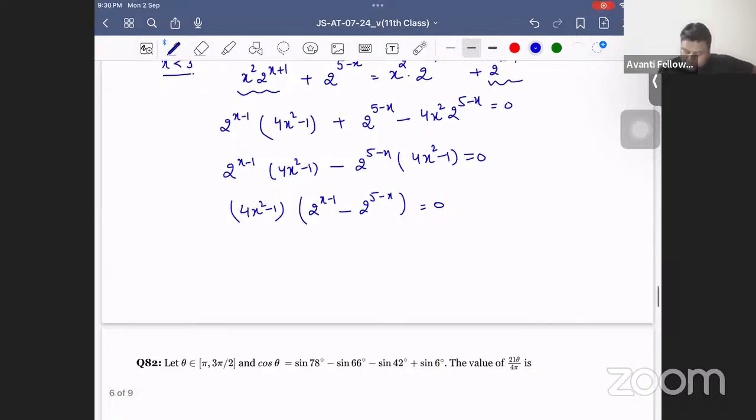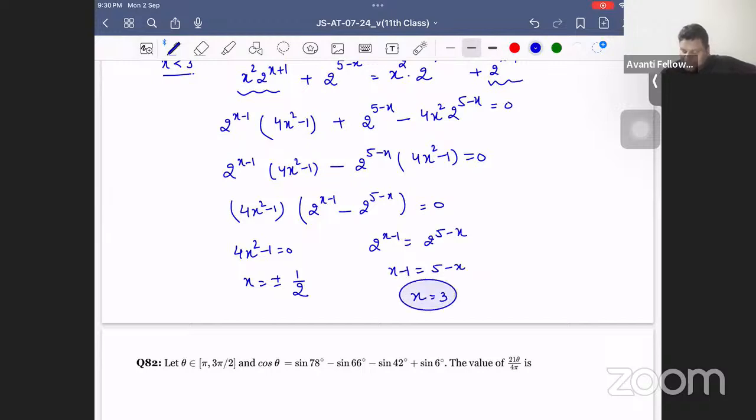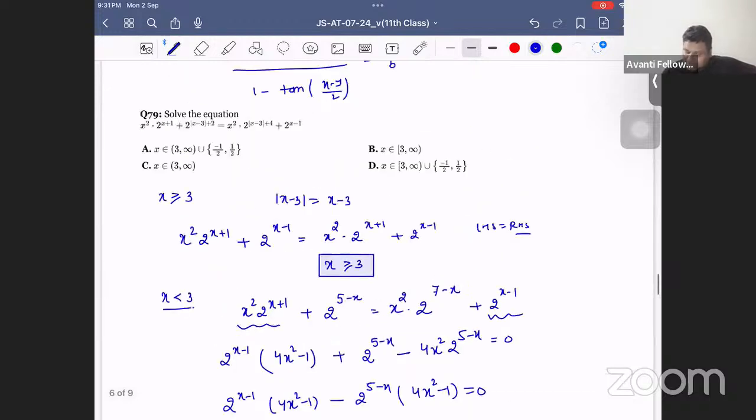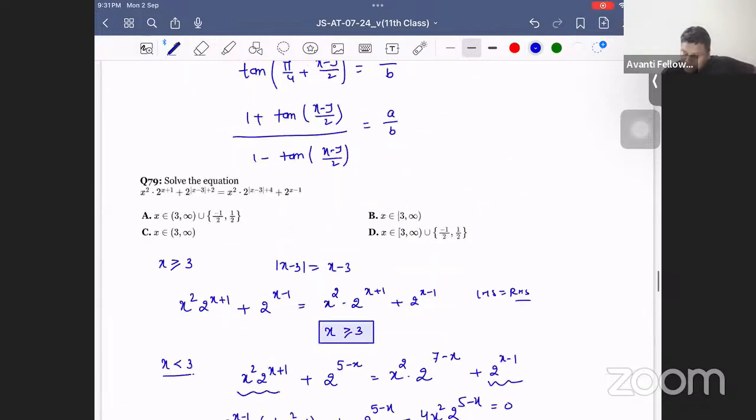All right. So now either 4x square minus 1 is 0, so x is plus minus 1 by 2, or 2 to the power x minus 1 is 2 to the power 5 minus x, meaning x minus 1 equals 5 minus x, so x equals 3, which we have already counted in the previous case. So this is your answer. The answer is x more than or equal to 3, or x is plus minus 1 by 2. So this was a decent question.